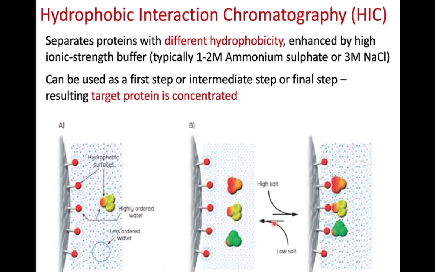Hydrophobic interaction chromatography. So what is this? It separates molecules based on hydrophobicity. Each protein has a different hydrophobicity, and it's enhanced by high ionic strength buffer. Typically we use ammonium sulfate or sodium chloride, and these are normally concentrated buffers, so 1 to 2 molar, or 3 molar sodium chloride. It can be used as a first step, an intermediate step, or as a final step, resulting in the target protein, which is then concentrated.